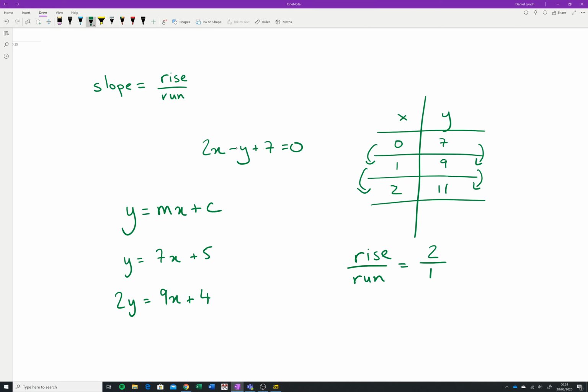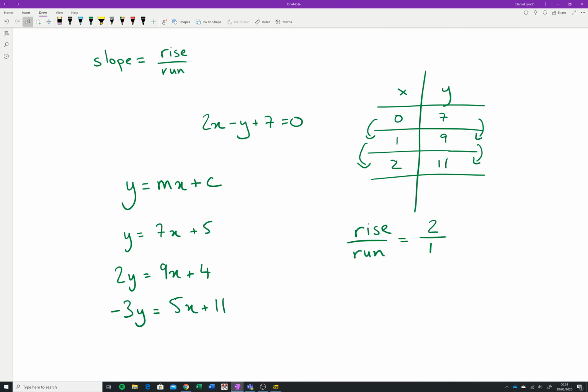Okay, let's take another tough one. Maybe you guys try this, maybe pause the video when I've written this down. Minus 3y is equal to 5x plus 11. What would the slope of that thing be? Take a second to try it. Okay, here's the answer. You would be dividing everything by minus 3. So you get minus 5/3 x minus 11/3. That's what you get when you divide everything by minus 3. Therefore, the slope is minus 5/3. Okay, that's good to know, and we're going to use that in just a second.